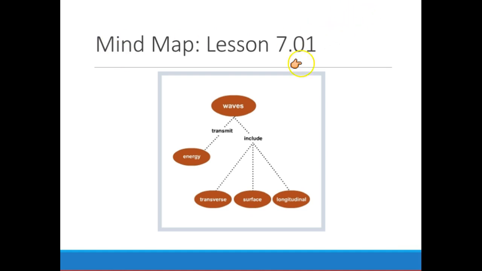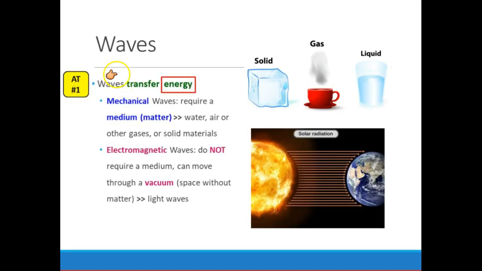So waves, right? Their purpose is to transmit energy, and when we talk about mechanical waves, we're going to talk about transverse, surface, and longitudinal waves. So we'll dig a little bit deeper into that next class, but we're going to introduce them today. So first and foremost, the most important thing is that the purpose of waves is to transfer or transmit energy. They move energy from one spot to another spot.